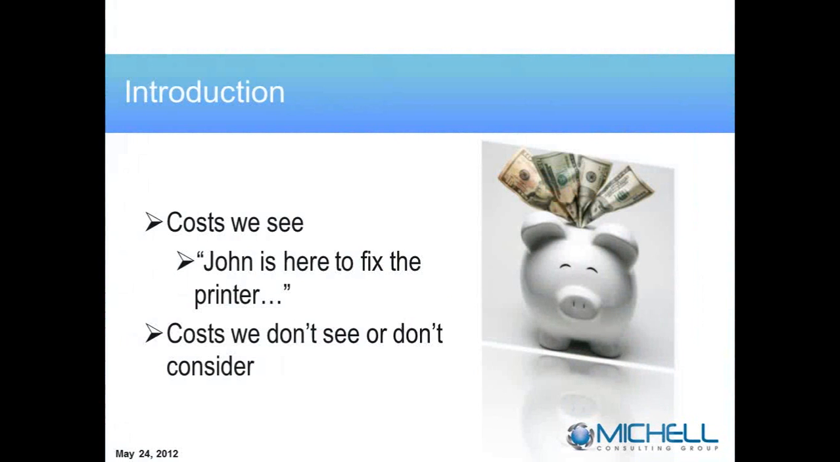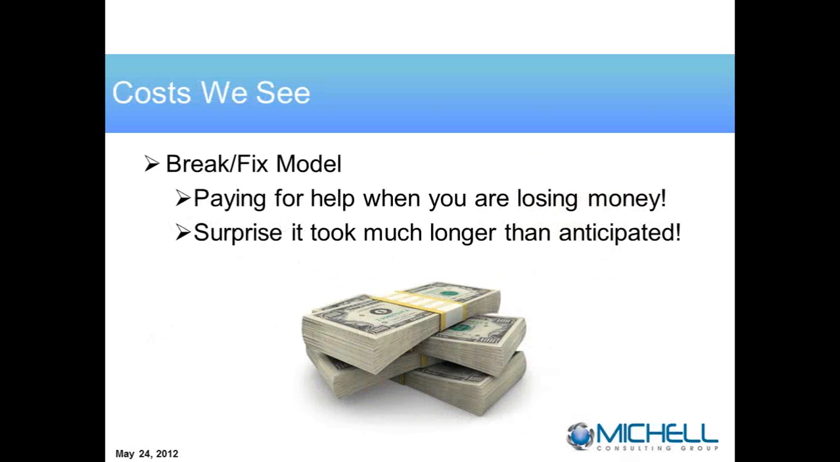So we're going to go through a few of the different costs that you have in managing your data, whether it's costs that you see, and one of the obvious costs that you see if you're using a break-fix model is, well, here's the IT person, he's here to fix the printer. And the other parts are costs that you don't see, or sometimes we don't consider when we make a true analysis of our IT budget. So why don't we start with some costs that we see?